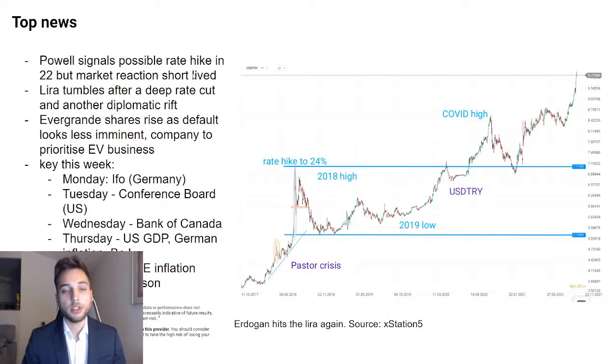So we saw the central banks become a bigger and bigger focus of markets lately. Of course, traditionally not that much, but these days it seems like even announcements have seen an impact on the market. So Powell, who is the chairman of the Fed, the US central bank, signaled a possible rate hike in 2022, but the market reaction was short-lived. So markets have been reacting to even comments such as this, but at the same time, the more this happened, the more they become priced in the indices.